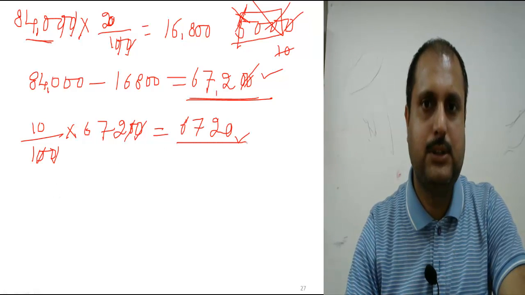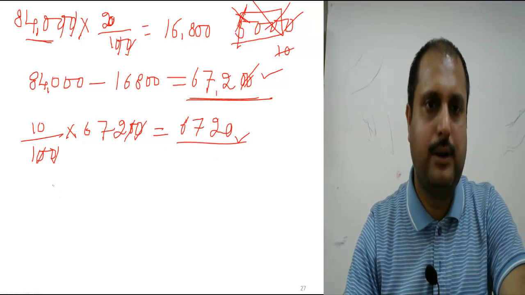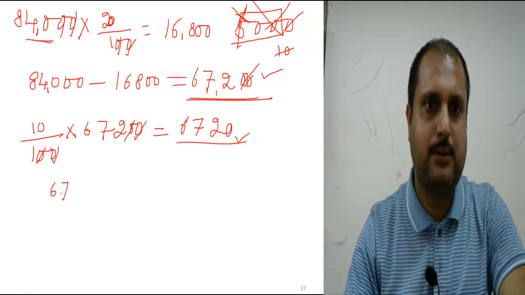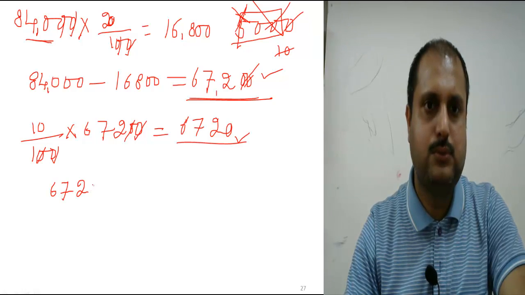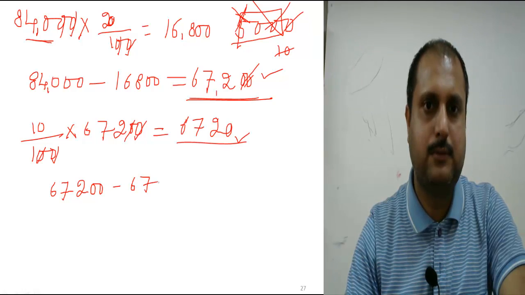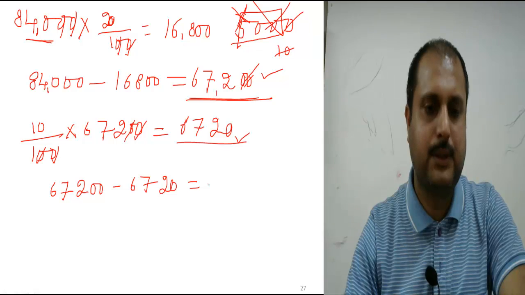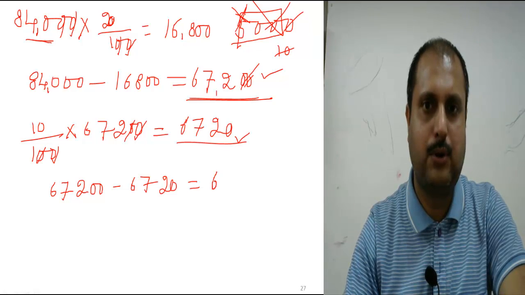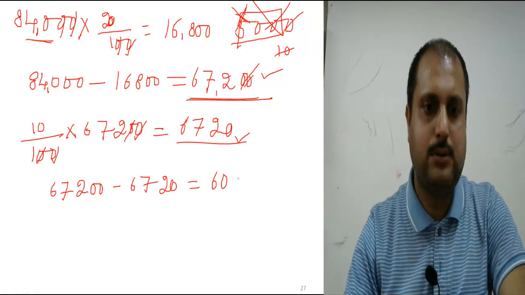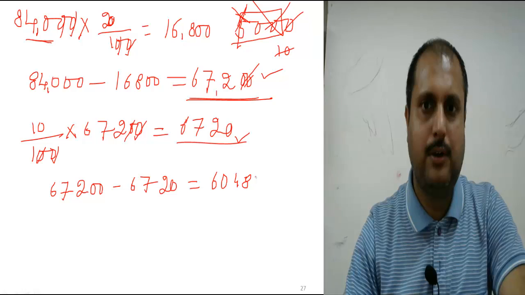Now this would be the amount. 67,200 minus 6720, because this is the discount you are getting. So the total amount would be 60,480. This is the final balance that you are going to be charged for the Dell laptop.